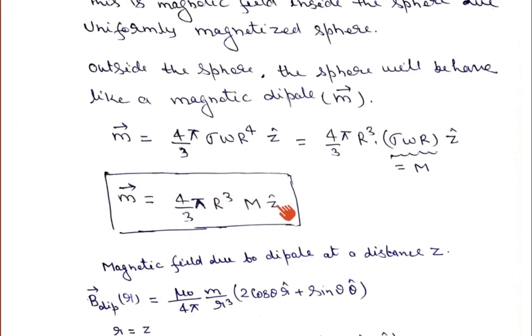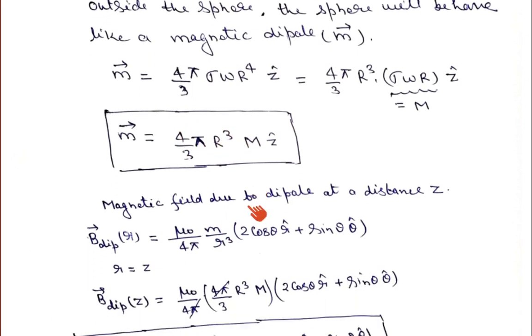Okay, and now we have already learned, I have already given a separate lecture, that if the spinning or rotating spherical cell is behaving like a dipole, then we can find out the magnetic field at a distance z, where z is greater than r, due to a dipole. So we can write B dipole at r is equal to mu 0 upon 4 pi m upon r cube 2 cos theta r unit vector plus sin theta theta unit vector, where in the present case r is equal to z, where z is larger than the radius of the sphere. Okay, and m, the magnetic dipole moment, is 4 by 3 pi capital R cube M.